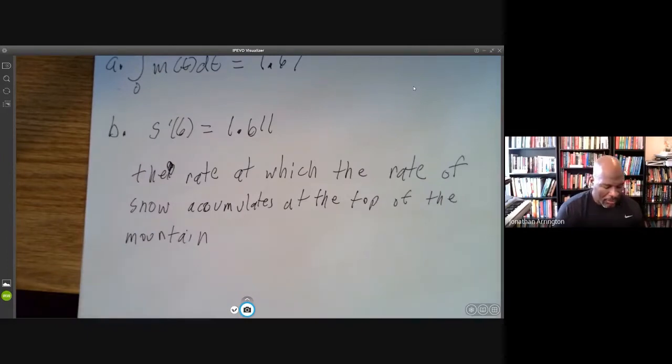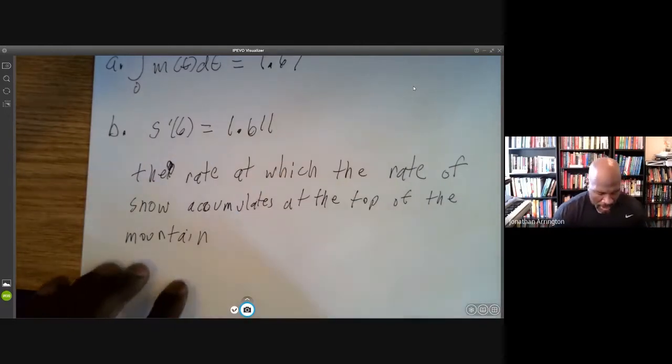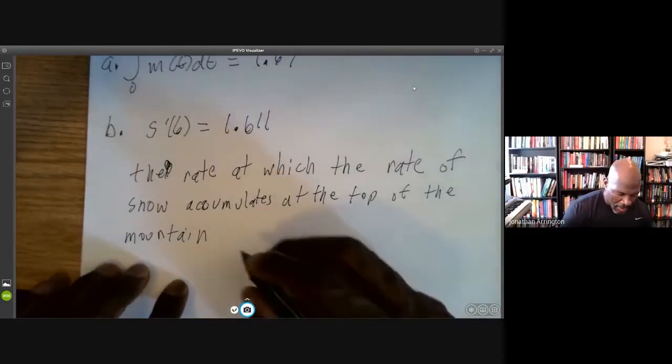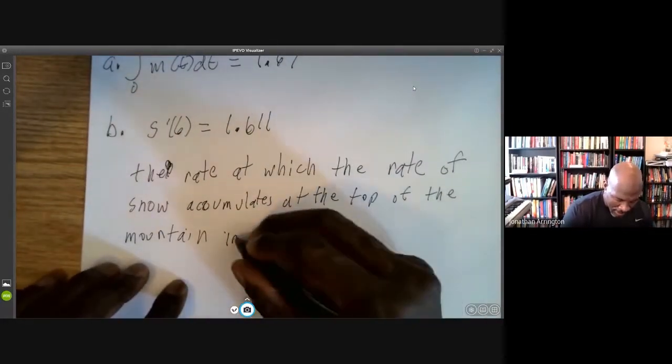So again, let's go over how we write this up. We begin with the rate at which the rate, then we insert what the rate represents: the rate at which the rate of snow accumulates at the top of the mountain. After that, we follow with the statement increases or decreases, depending on whether the derivative was positive or negative. If it's positive, we say increases. If it's negative, we say decreases. In this particular problem, it was positive 1.611, so we say increases.